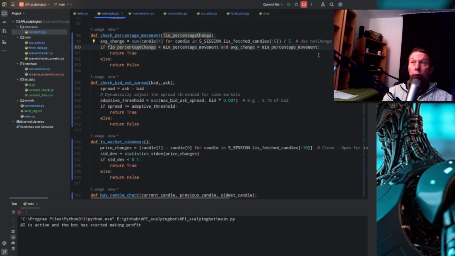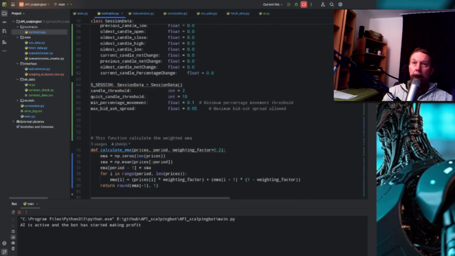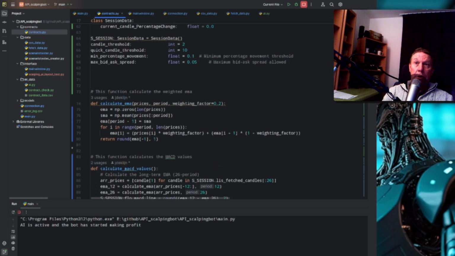As in, we have a minimum percentage, and the minimum percentage is, if I'm not wrong, 0.1%, the minimum percentage to get a new candle starting.